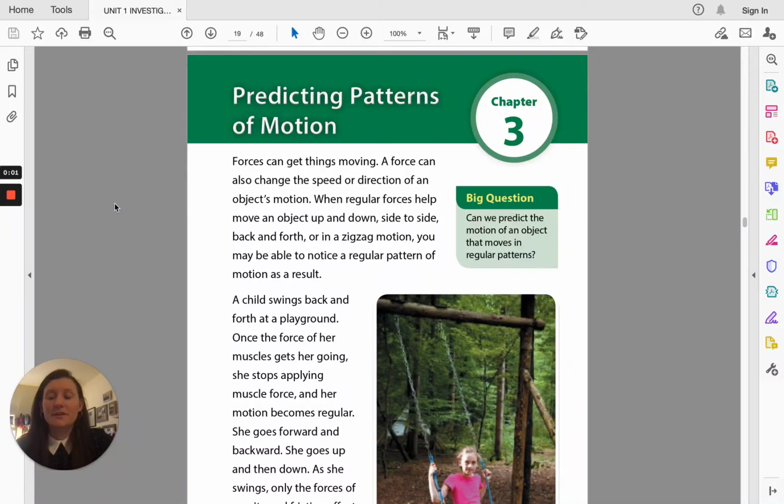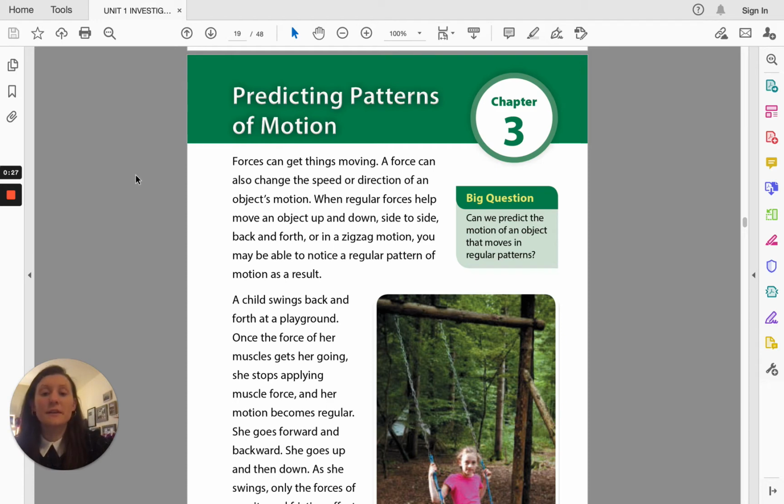Alright, good morning second grade students. Today for science we are going to be talking about comparing the speeds of moving objects. So we are going to be looking at chapter 3 here from Unit 1, investigating motions. So today we are going to be talking about predicting patterns of motion.